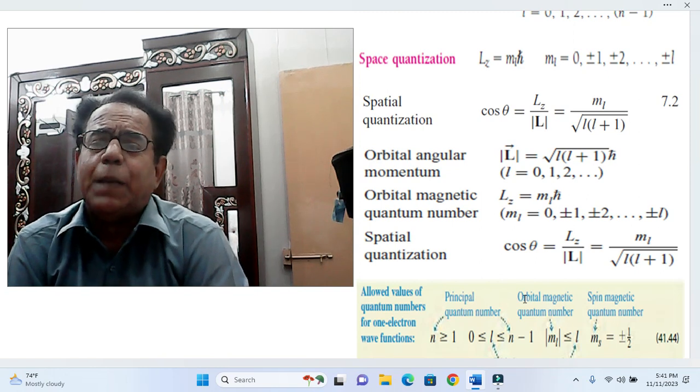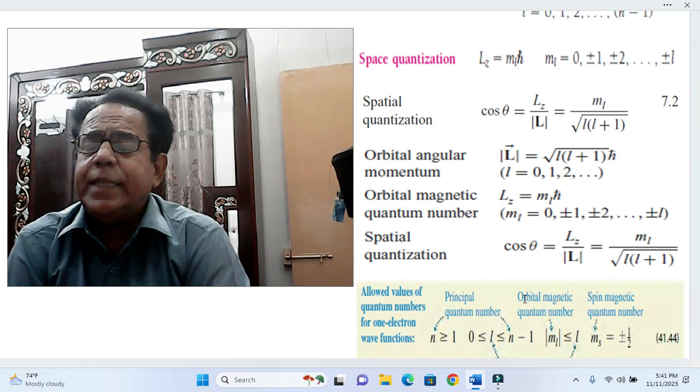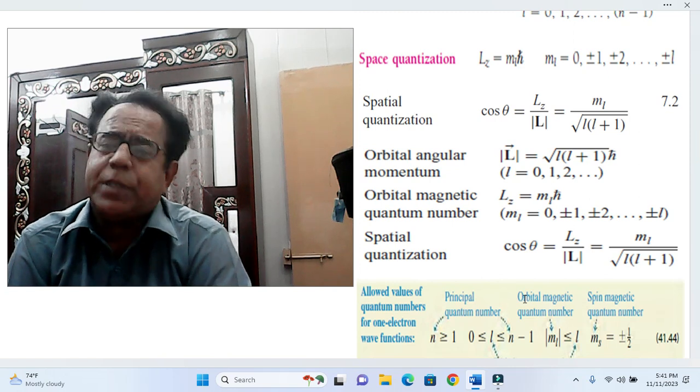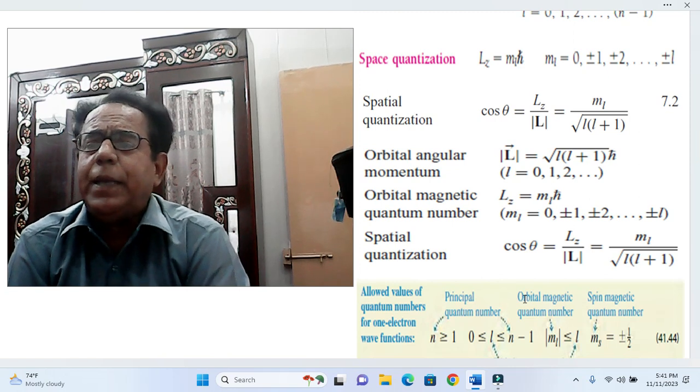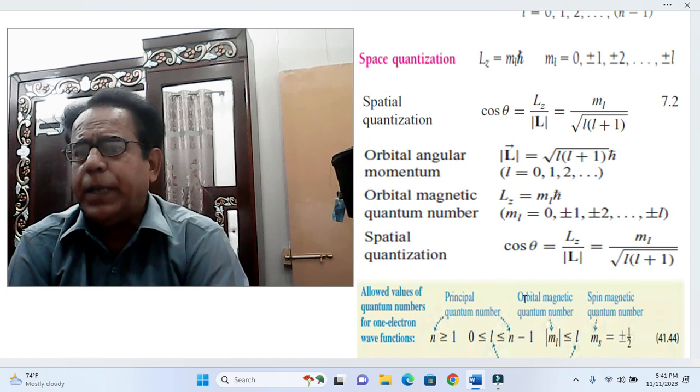Next snapshot is about spatial quantization. Cos theta is equal to Lz over the modulus value of capital L. This becomes equal to m_l, where l is written as a subscript of m, divided by under root l into (l plus 1).